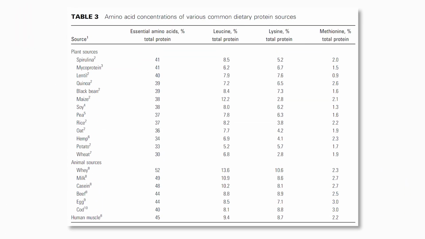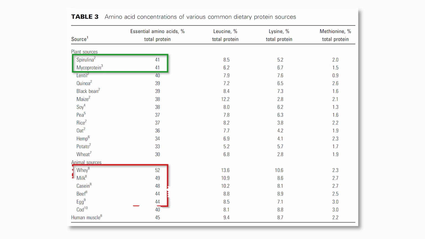Now, in terms of the highest levels of essential amino acids for the plant-based proteins, we have 2 primary standouts: spirulina and mycoproteins. Both of those supply a high level of essential amino acids, which is a great sign. Now, by comparison, however, if you look at animal-based proteins, a lot of different animal-based proteins tend to have a higher proportion or percentage of that protein being made up of essential amino acids.